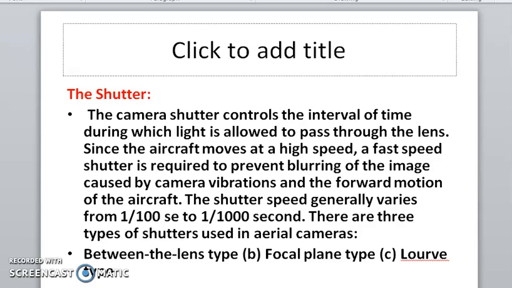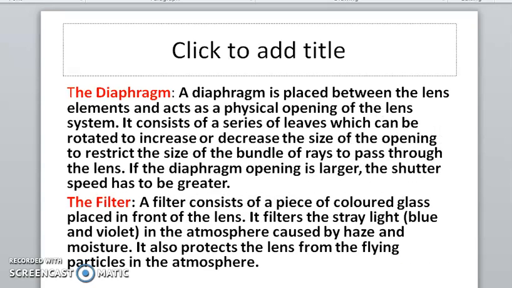The shutter of the camera controls the interval of time during which light is allowed to pass through the lens. Since the aircraft moves at high speed, a fast shutter speed is required to avoid blurring of the image due to vibration and forward movement of the aircraft. The diaphragm is between the lens elements and acts on the physical opening of the lens system. It consists of a series of leaves which can be rotated to increase or decrease the opening size for the bundle of rays passing through the lens.